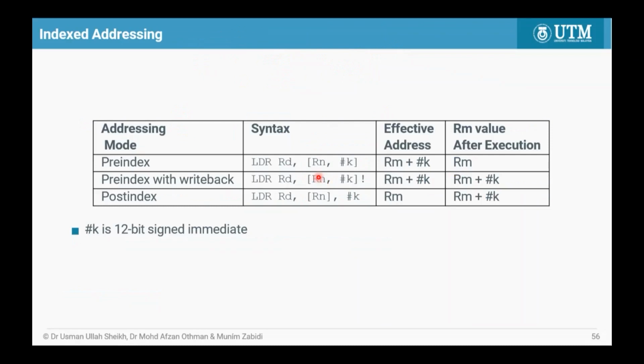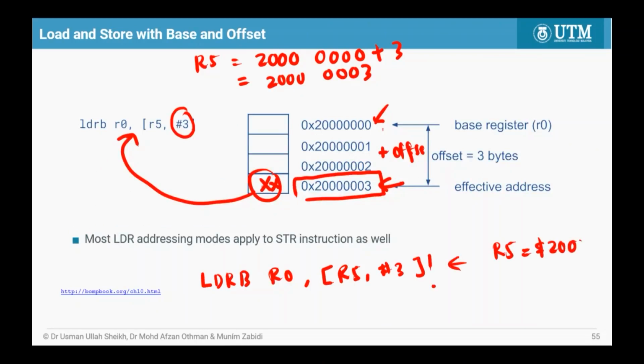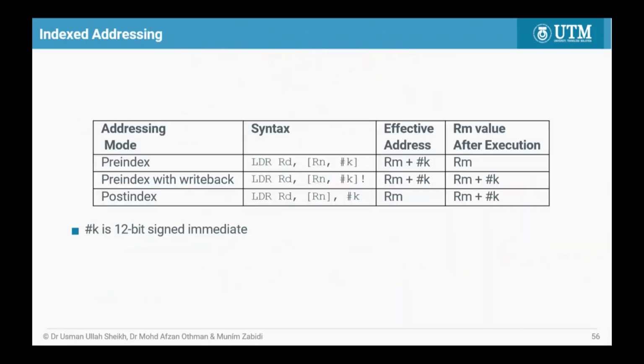For example, I use a similar example here. I just use LDRB R0, [R5, #3]! with this symbol here. So what happened here is, after I execute this line, my R5 now becomes this value. We'll have the new value. But for this one, the value of R5 remains, no change. Still 20 million. But this one here is 20 million with an offset of 3. So that is for the pre-index with write-back.